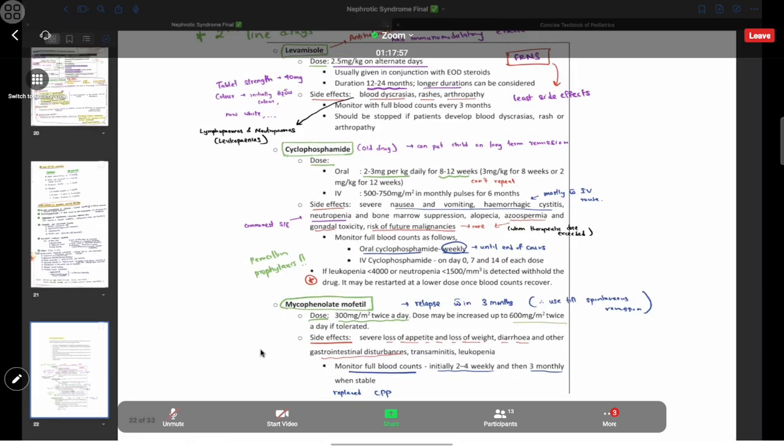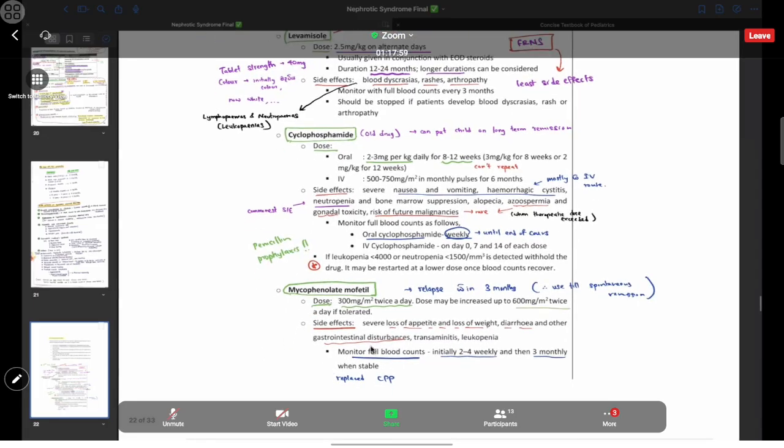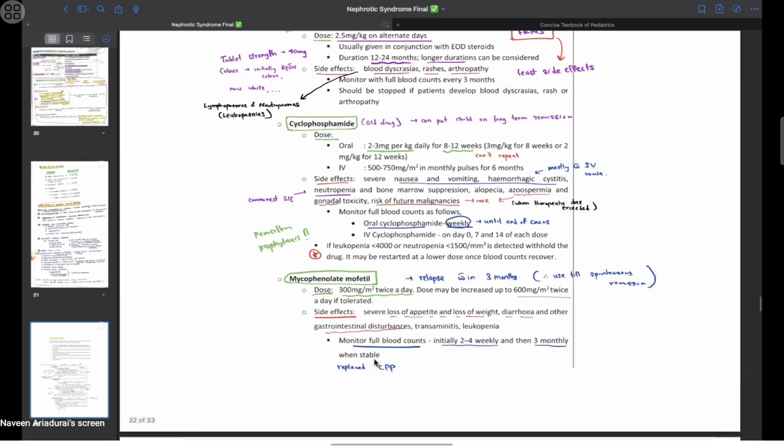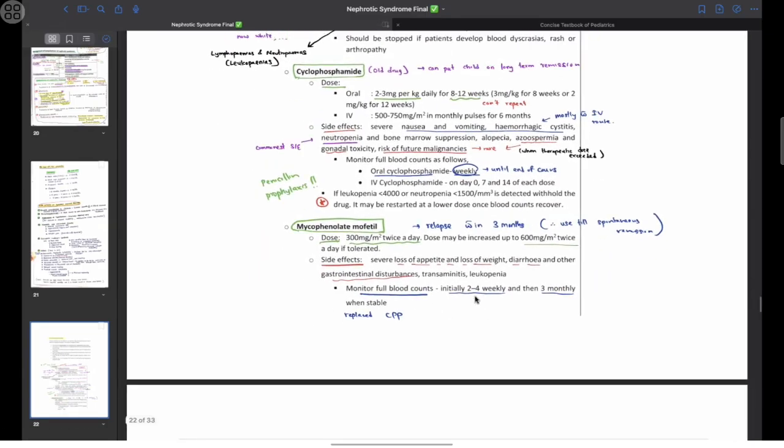Mycophenolate mofetil is something also they will ask. The important side effect here is diarrhea. Okay, they get this gastrointestinal disturbance, and diarrhea is very important. We had a patient who came with diarrhea and gastrointestinal disturbance with mycophenolate mofetil. It was started and this patient developed these symptoms. So this is a symptom that they will ask. This is a very important symptom with mycophenolate mofetil. Other things common for all of these is leukopenia.